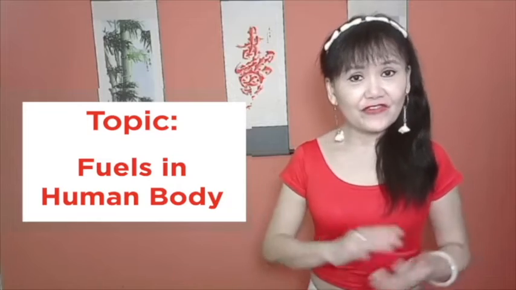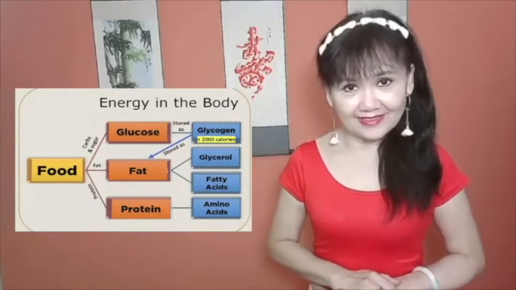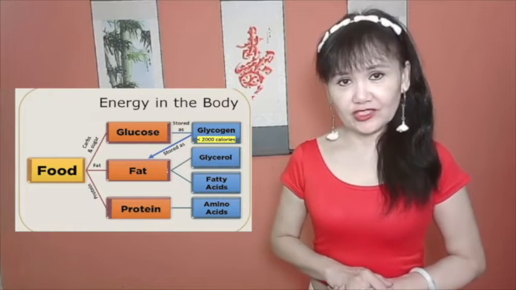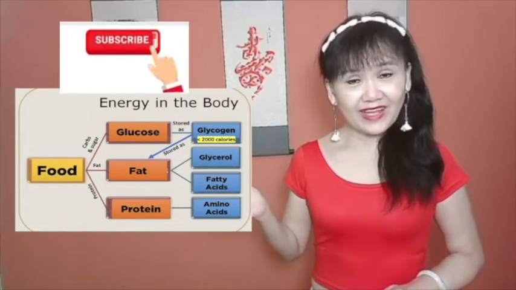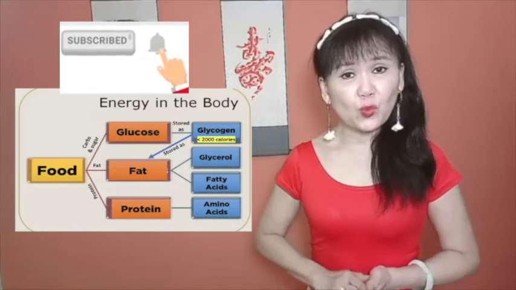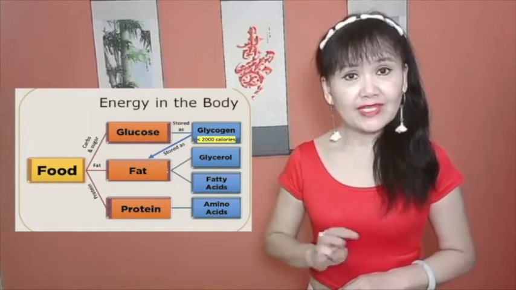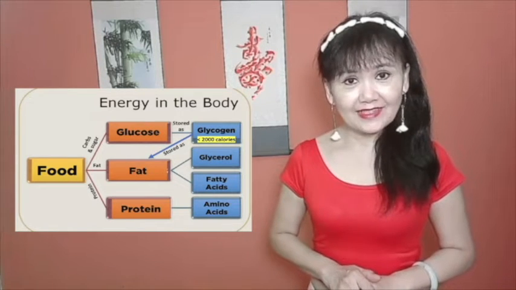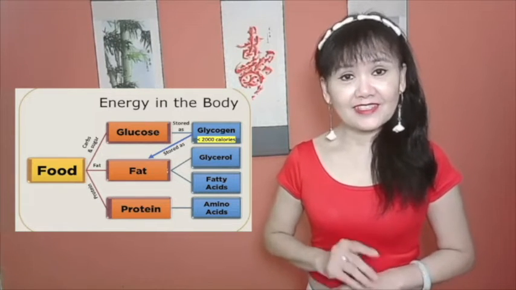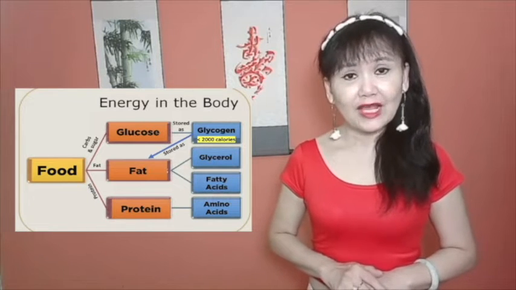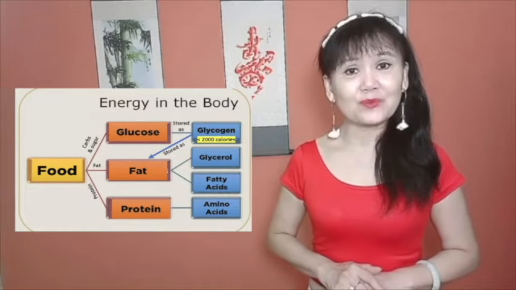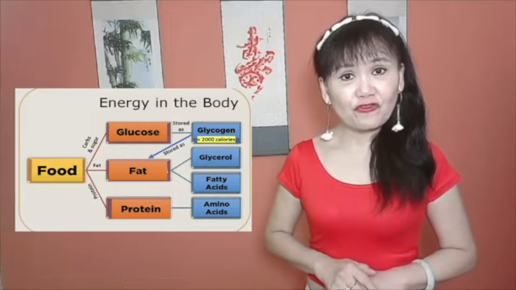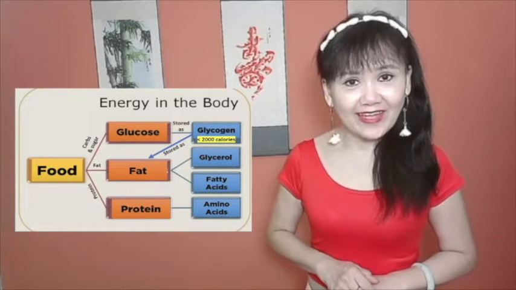The first question is, what are the fuels in our bodies? What is the logic? Here is the full picture in a nutshell. Look at this diagram. The food we eat turns into three types of fuels: glucose, fat, and protein. Protein is the indirect fuel. We will talk about the logic of protein later. Let's focus on the glucose and the fat first.